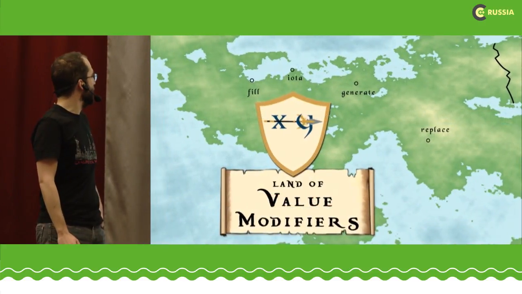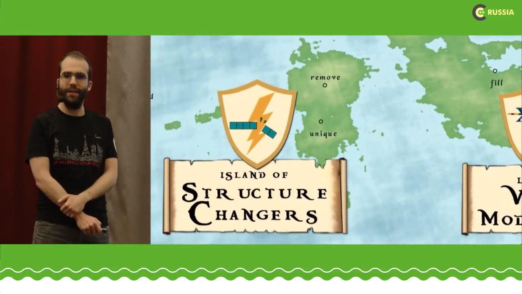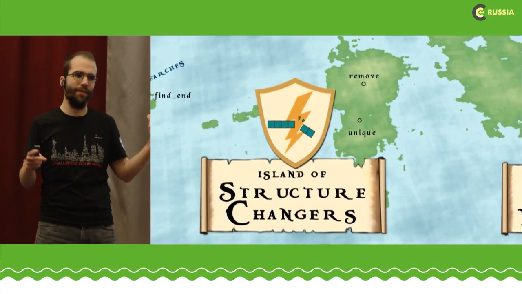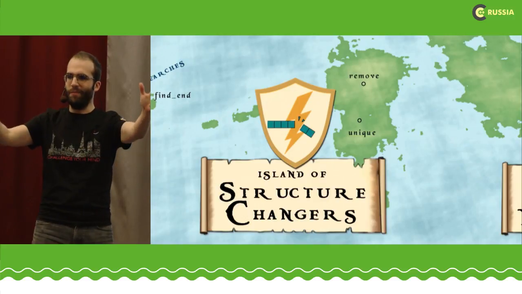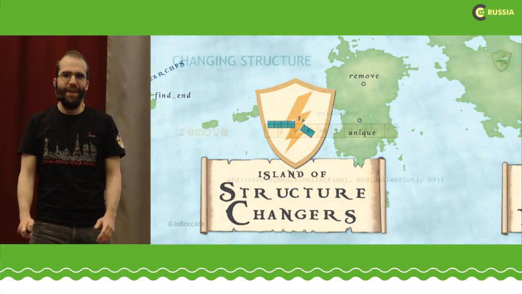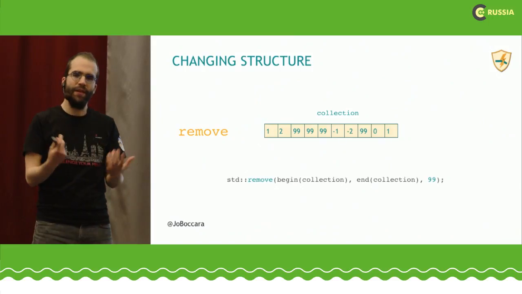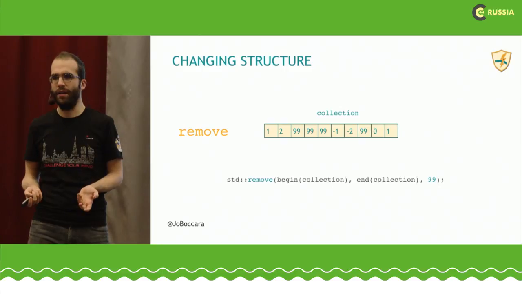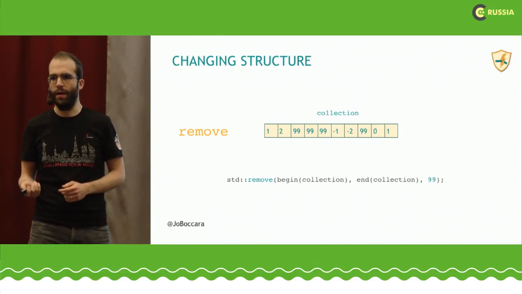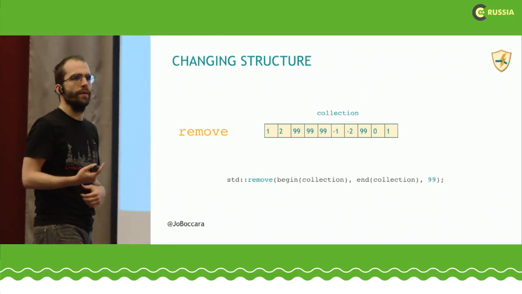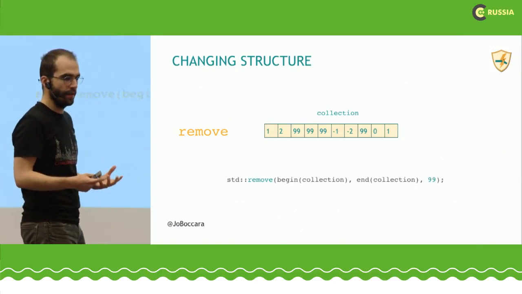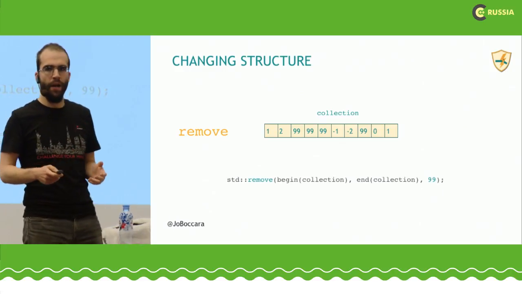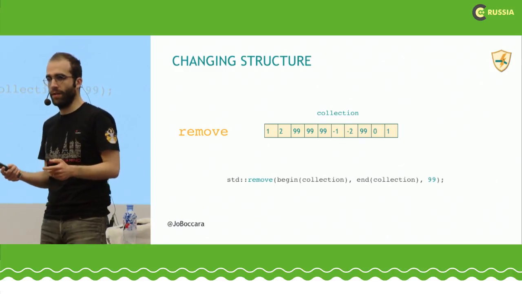Right, moving on to the island of structured changes. By structured changes, I mean that after those algorithms, the collection doesn't look the same from afar. So that's about removing things from a collection. To remove things from a collection, like say removing a value, we use remove. Yeah, but algorithms don't have access to a collection. They can only access the values through iterators. So they can't actually remove something, like they can't change the size of a container, for example.